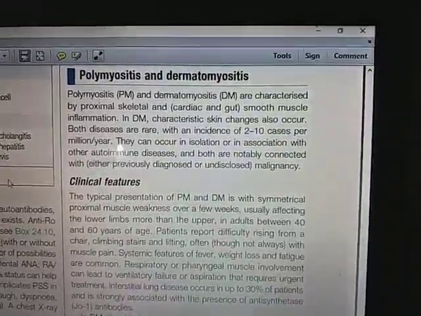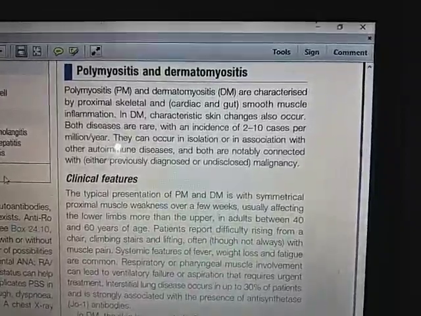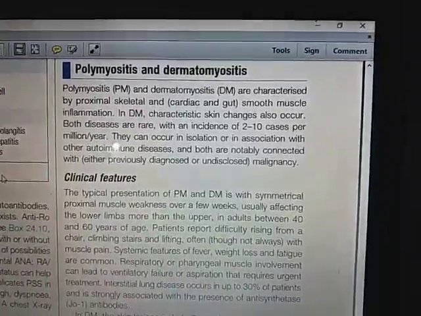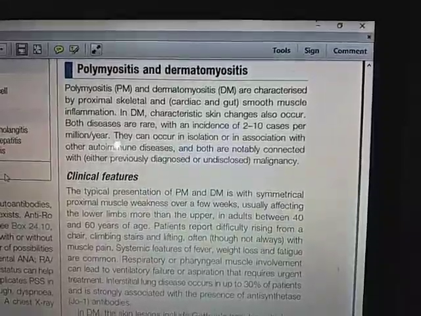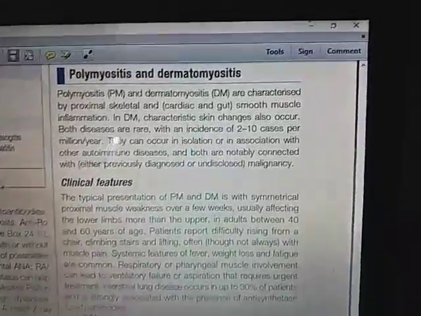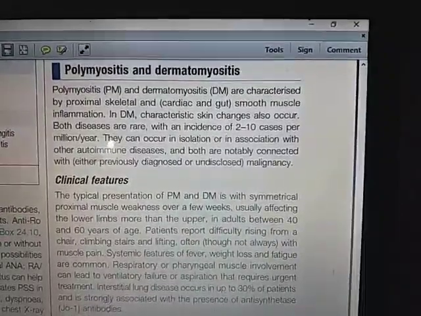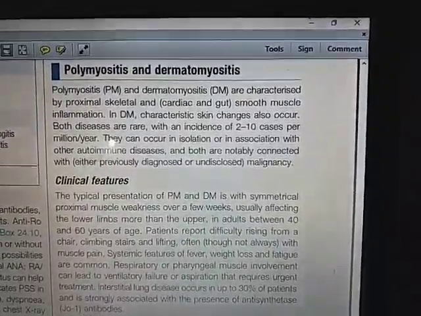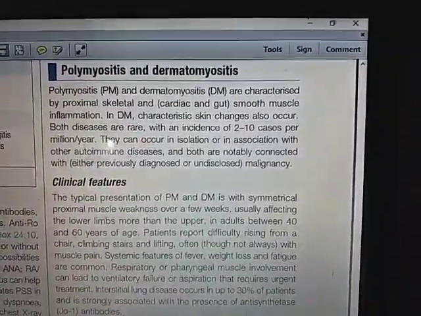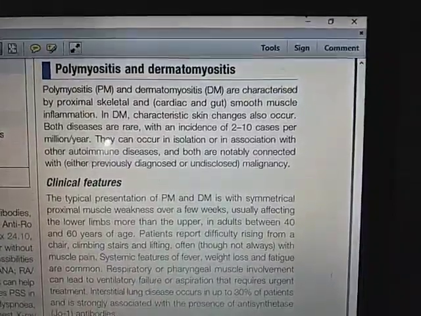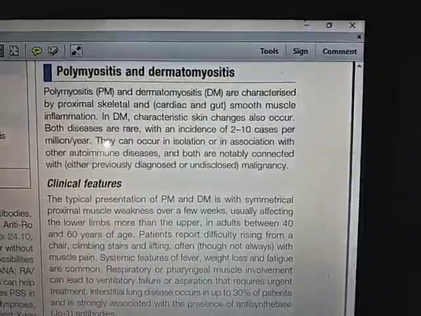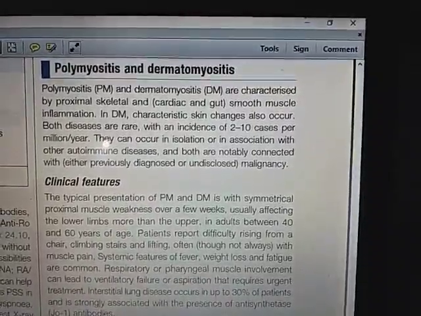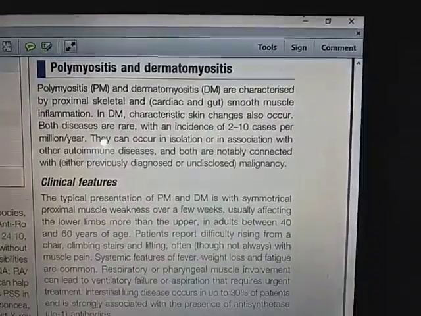Polymyositis can occur in isolation or in association with other connective tissue diseases, such as SLE, systemic sclerosis, Sjogren's syndrome, or it might be a feature of a hidden malignancy. So polymyositis might be a feature of a hidden malignancy.